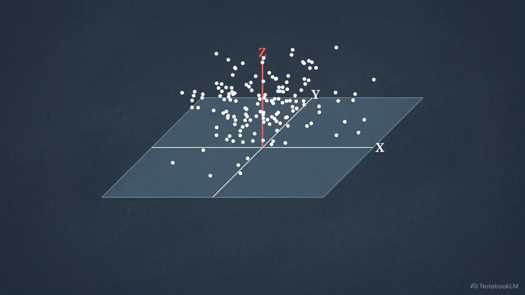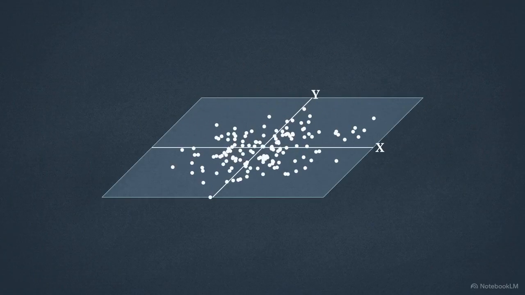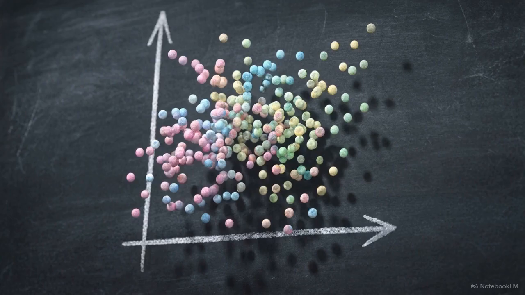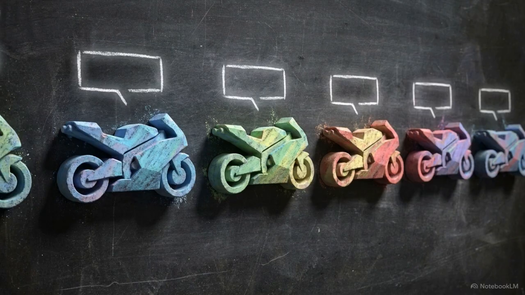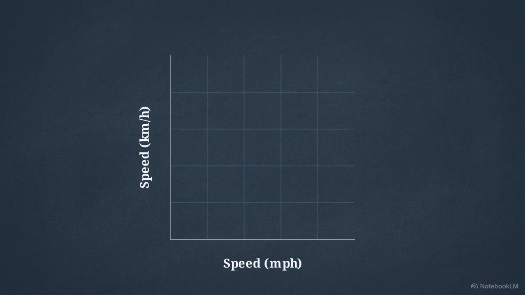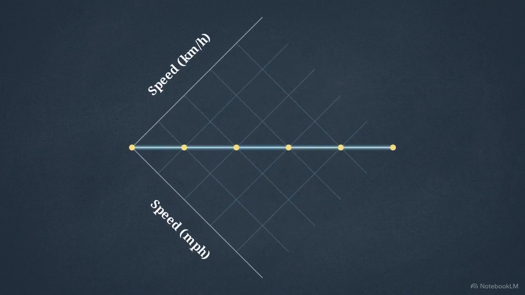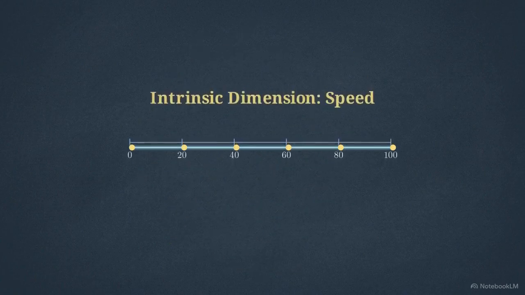To discover the true underlying structure of any dataset, the algorithm must strip away redundant noise and find the data's most essential dimensions. High-dimensional complexity is often an illusion caused by correlated attributes. Consider a theoretical dataset tracking the maximum speeds of various motorcycles. If we record speed in both miles per hour and kilometers per hour, these two variables tell the exact same story. Because they are perfectly correlated, the data naturally collapses into a one-dimensional line. The second dimension provides zero additional information.